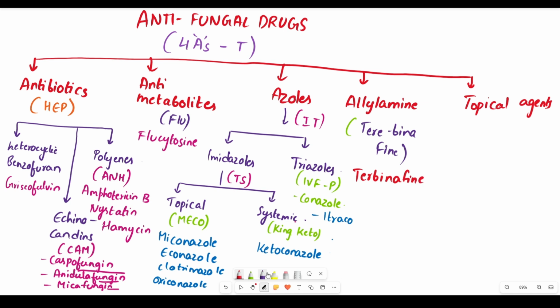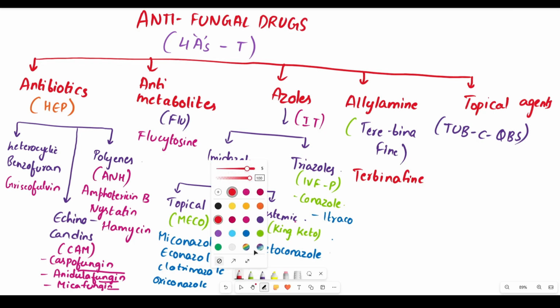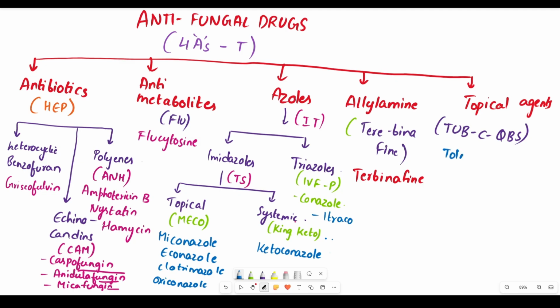So coming back to the last class, that is topical agents. In the topical agents, remember only one simple trick, that is TUPC-QBS. Remember this code and the topical agents will be done. Where T means it is the first example, that is tolnaftate. U means it is undecylenic acid.